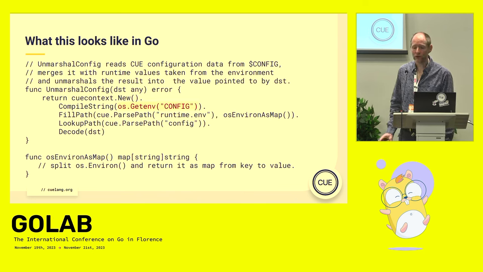A proper introduction to the Go Queue API is out of scope for this talk, but let's describe this briefly just so you get an idea. This function gets the config environment variable, parses it as Q, merges the environment variables into runtime.env, extracts the configuration, which is now hopefully complete, from the config field, and then decodes it into the destination, much like unmarshaling JSON would.